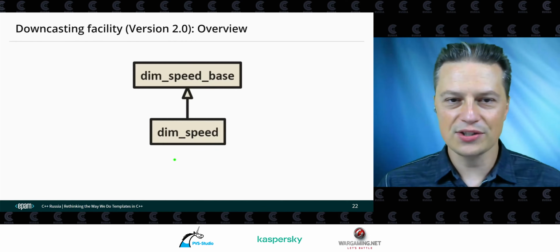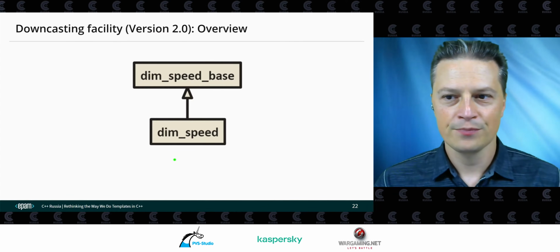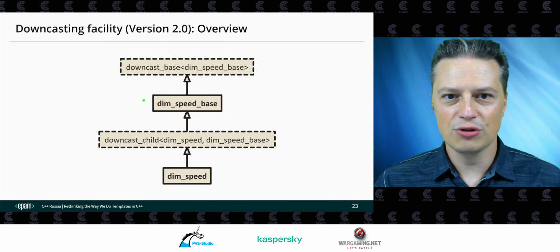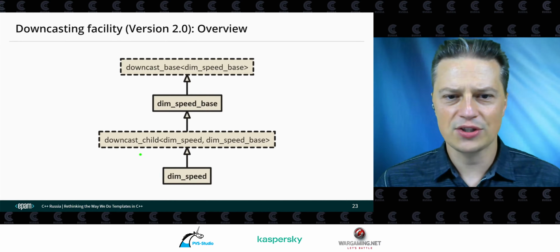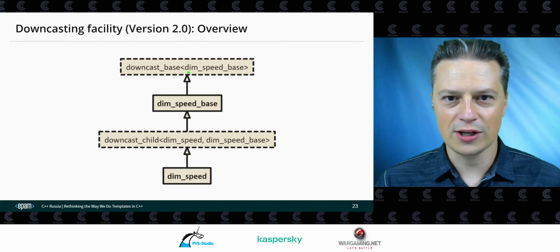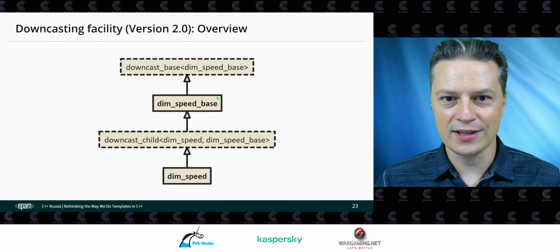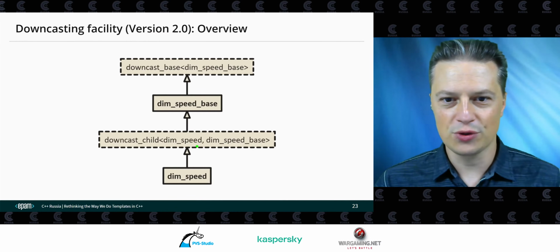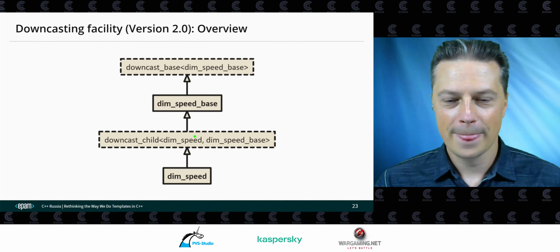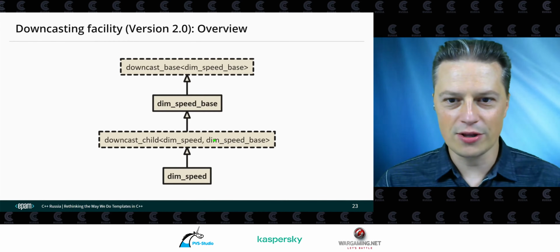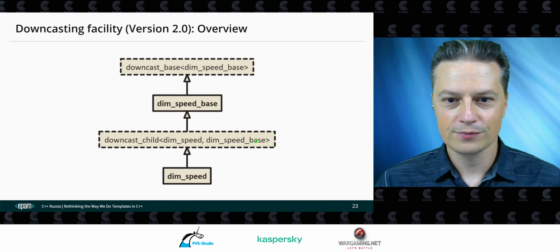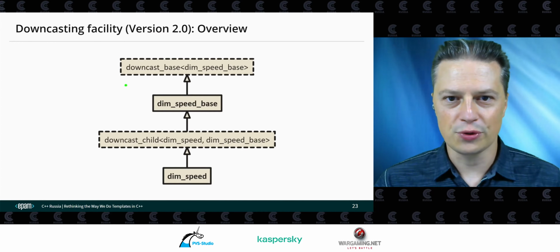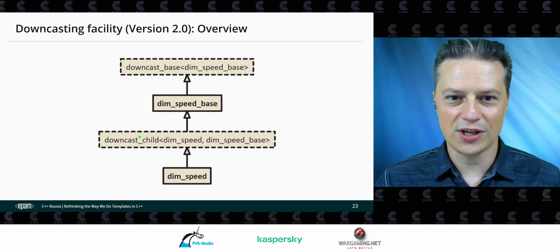And how the downcasting works right now in my library is that we introduce two additional helper classes. We have downcast base and downcast child introduced to this hierarchy. Downcast base takes the base class as the template argument, and downcast child takes both of them: the user-provided name and the base class to inherit from.